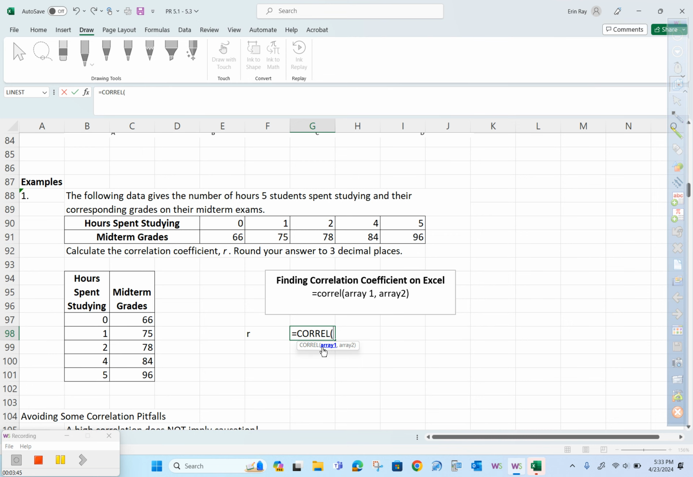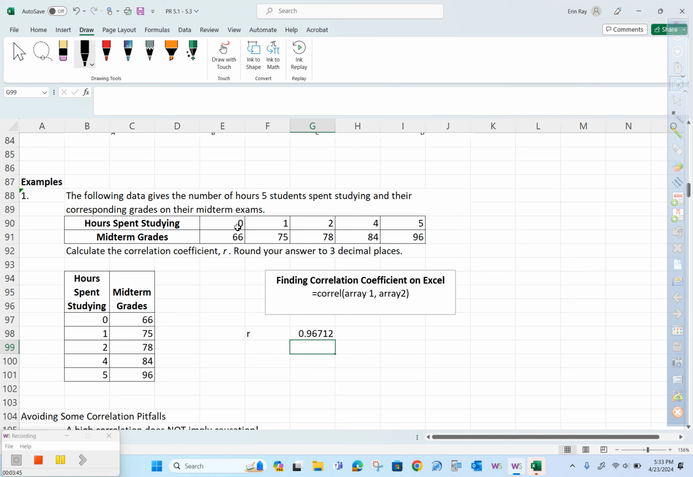It says array 1 and array 2. You do not need to put these in any specific order. That's just your X's and your Y's. I am going to have you put the Y's first for these, only because what we do down the road here will require us to go in a specific order. Correlation coefficient, though, does not matter which one is X and which one is Y.